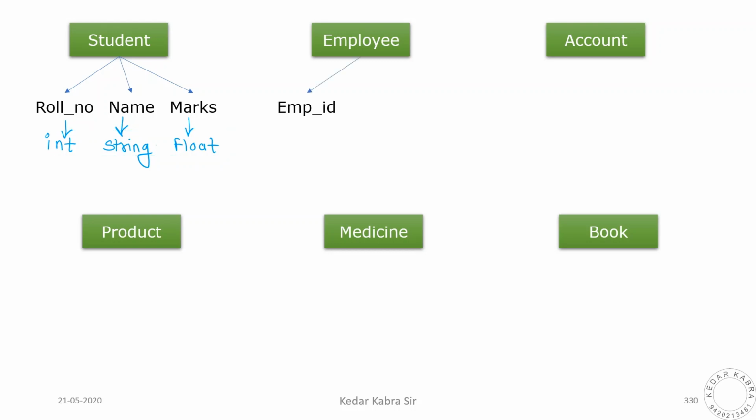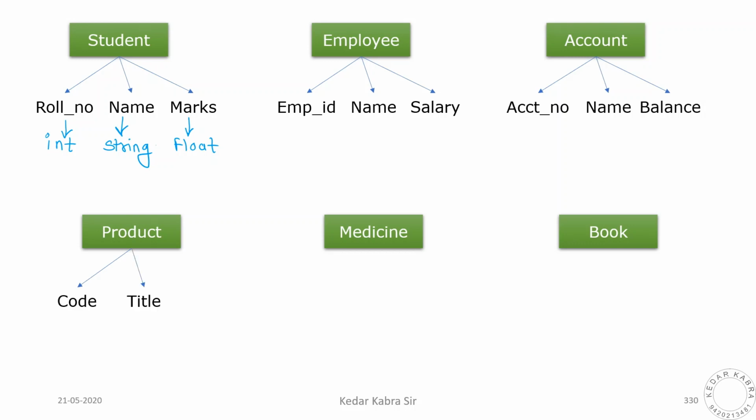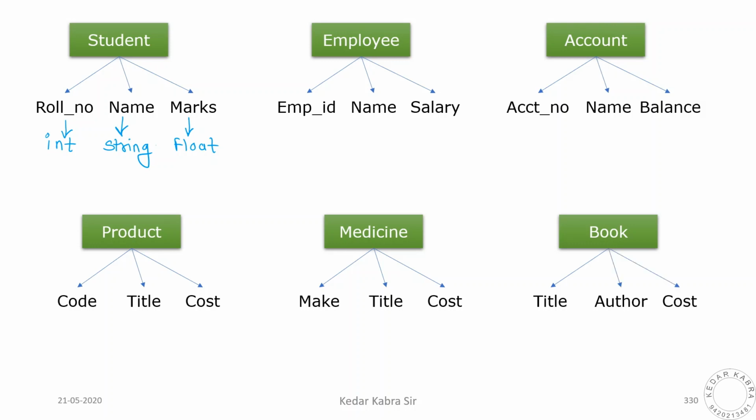Similarly, for other data objects, we can consider some properties. For example, for employee, we will consider employee ID, name, salary. In case of account, we can take account number, name, balance. In case of any product, we can take code, title, cost. In case of medicine, we can take make, that is manufacturing company, title or name of the medicine, and cost. In case of book, we can take title, author, and cost.